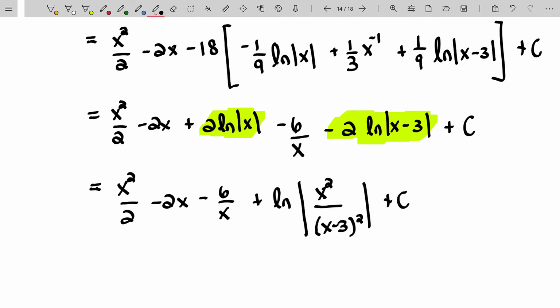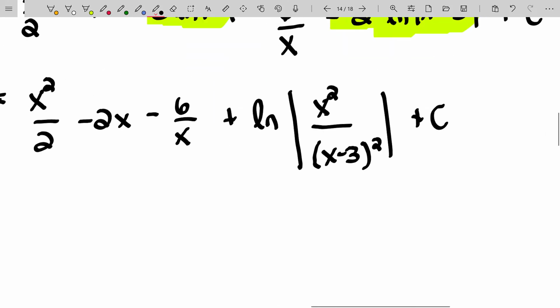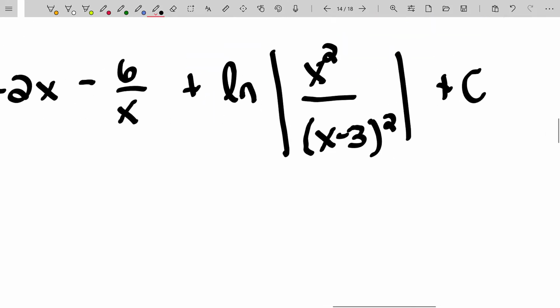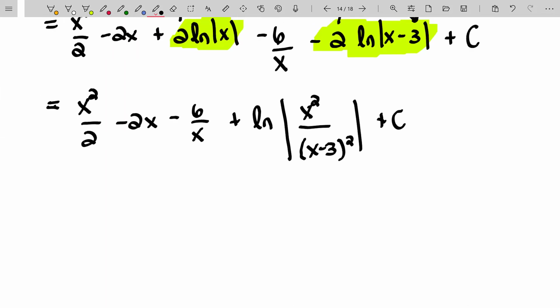So all I did was use properties of logarithms. I pulled the coefficients into the exponents here, and I also combined the two logarithms. Natural log of a minus natural log of b is natural log of a over b. And one other thing I should mention here, because I have squares on those exponents, you don't have to have the absolute values. You could take them off if you wanted to.